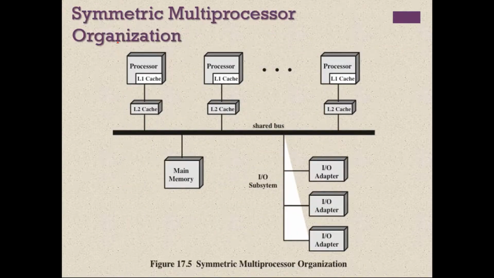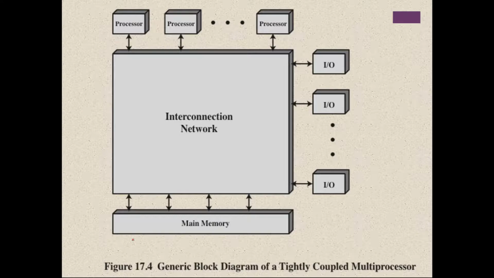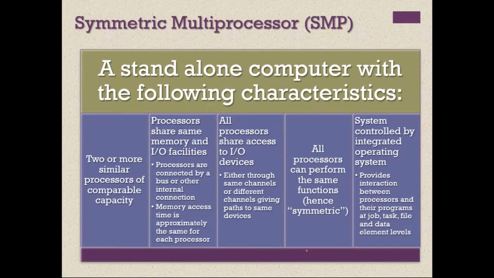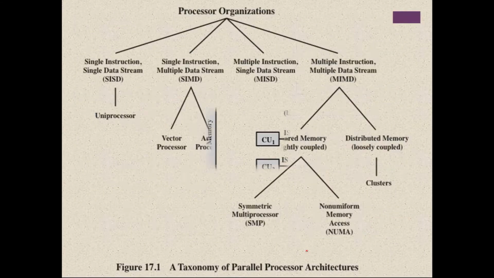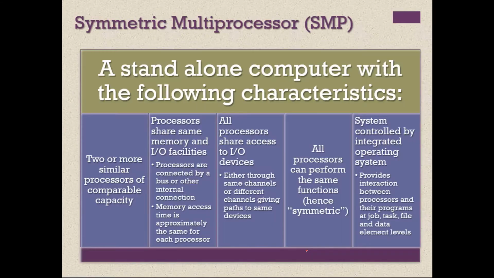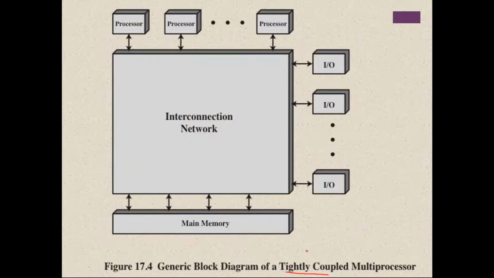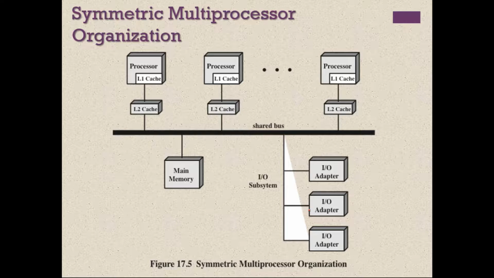right. And previously we have discussed the general block diagram of a tightly coupled multiprocessor. That is, mainly we have discussed SMP, symmetric multiprocessor. Okay, this symmetric multiprocessor, this is the general block diagram. It can be further represented like this: symmetric multiprocessor organization. This is a detailed diagram of that.